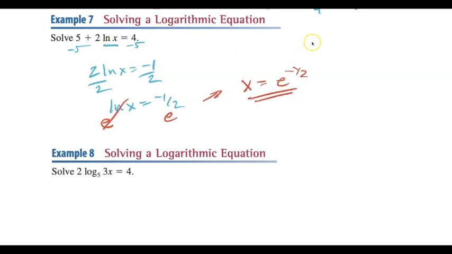I know I just said you can't have a negative answer. This is not a negative answer. It's just positive. This is just a really small number. This is e to the negative 1/2 power. You're going to take the square root of e and then flip it. So it's still positive. Next one.